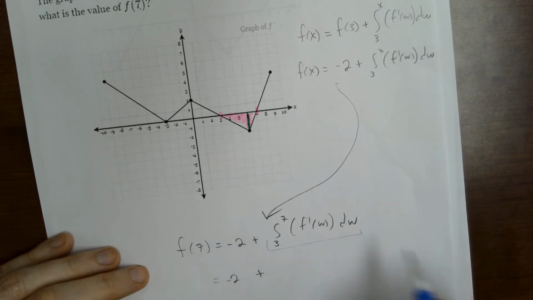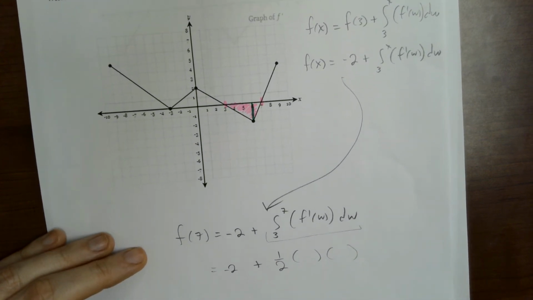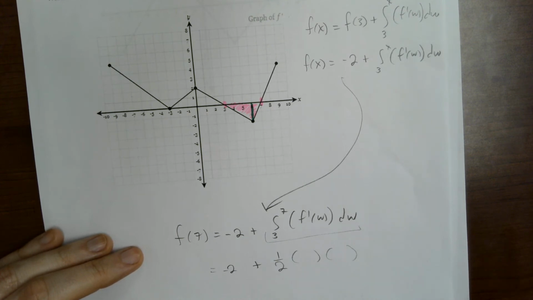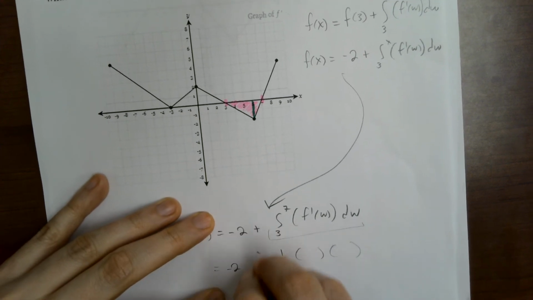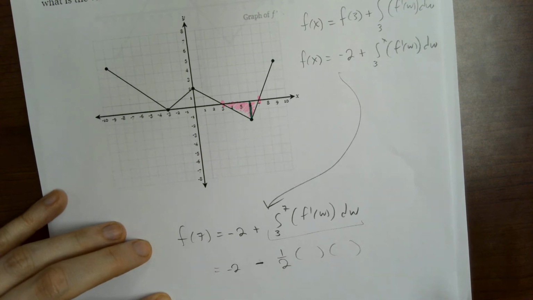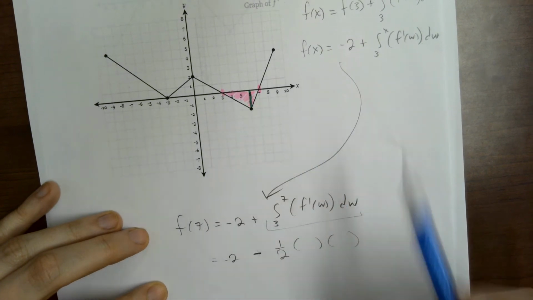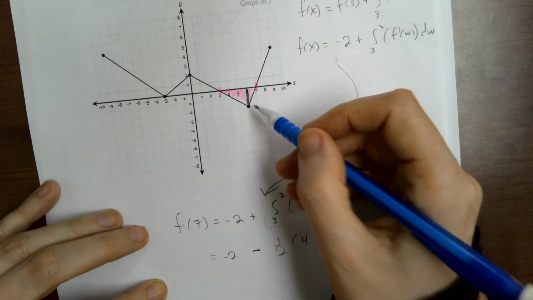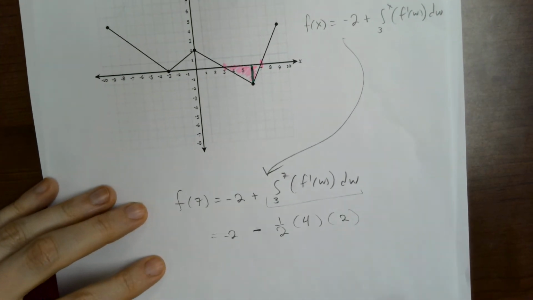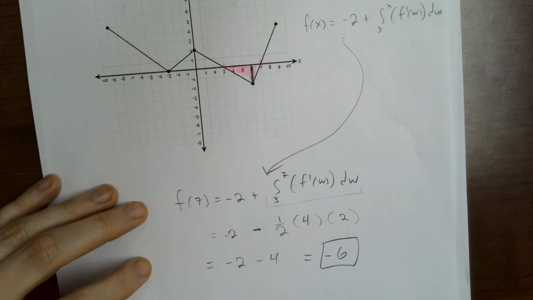plus, now this is the area under the curve. This is going to be 1/2 base times height. Oh, but it's negative. Okay, I'll fix it. Yeah, let me fix it now, because it's going to be minus. All right, so the base of the triangle is 1, 2, 3, 4, and then the height is 2. So this is -2 minus 4, -6. So f of 7 is -6.